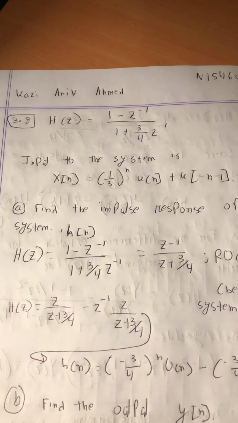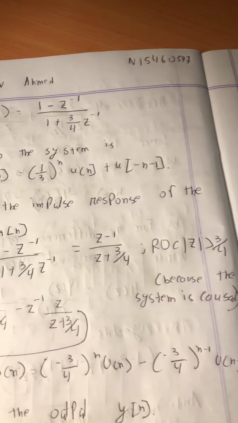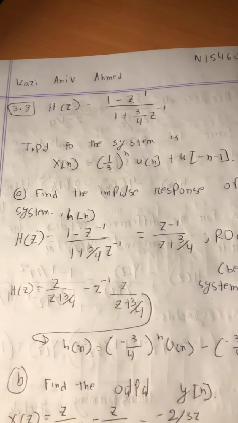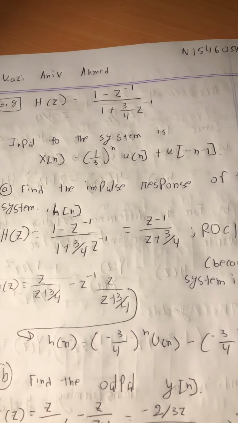So my name is Kazi Anikamed. My ID is N154605997, and today I'll be doing homework problem 3.8 for homework 2.